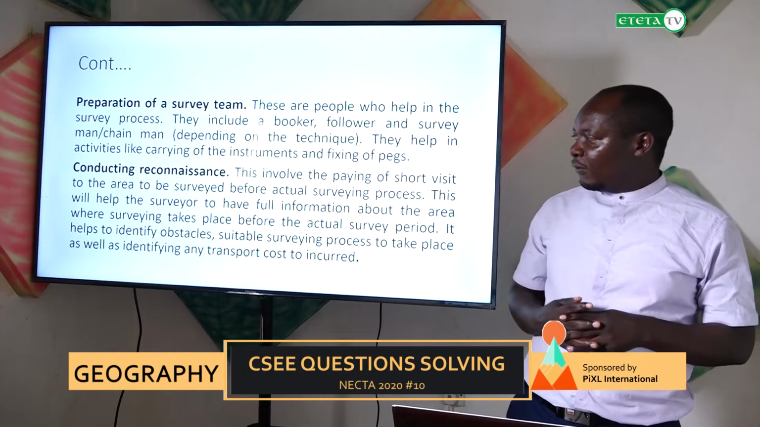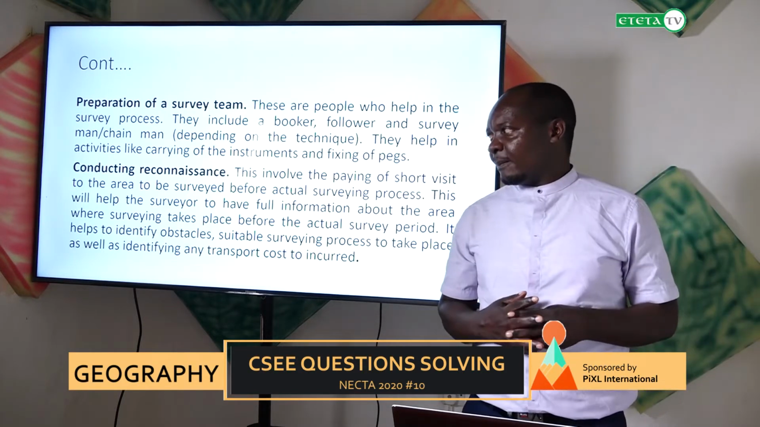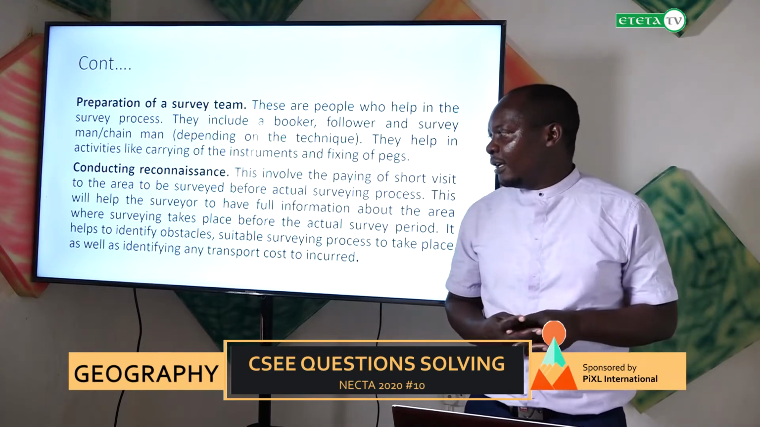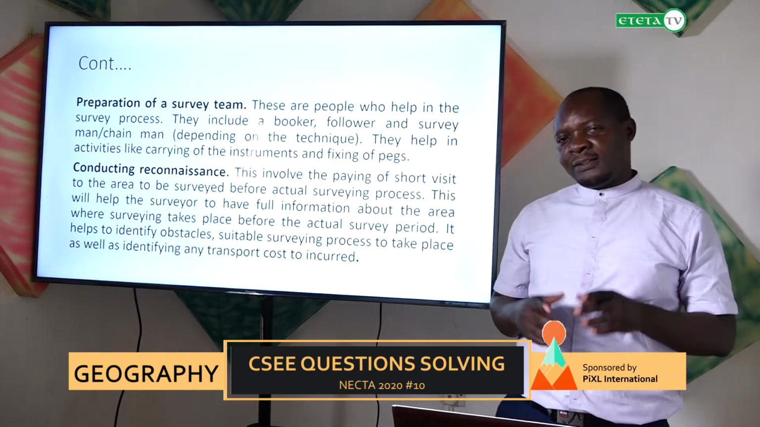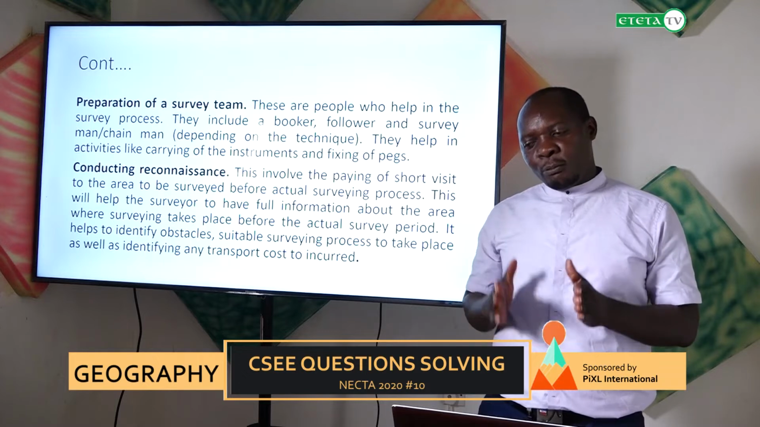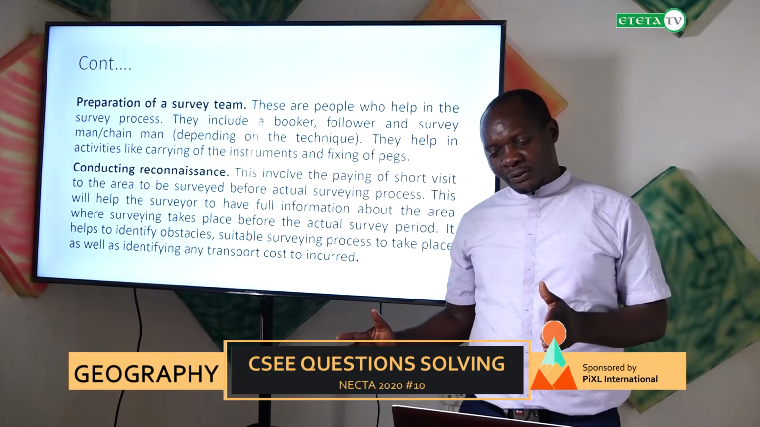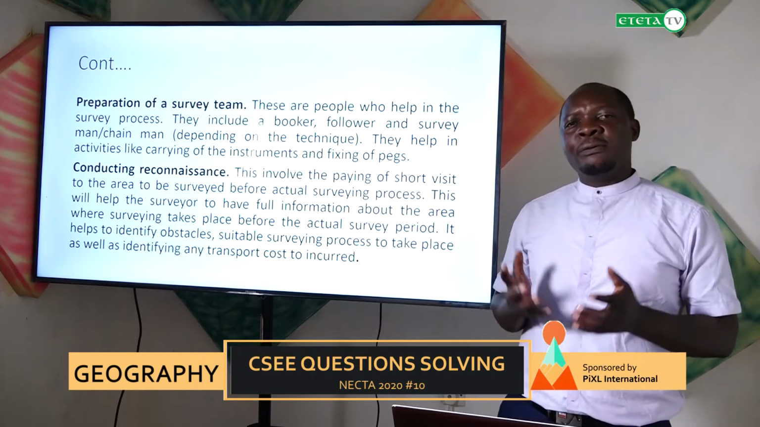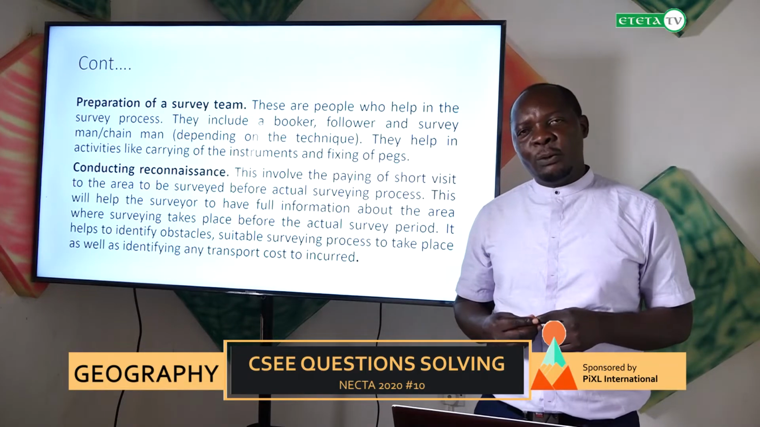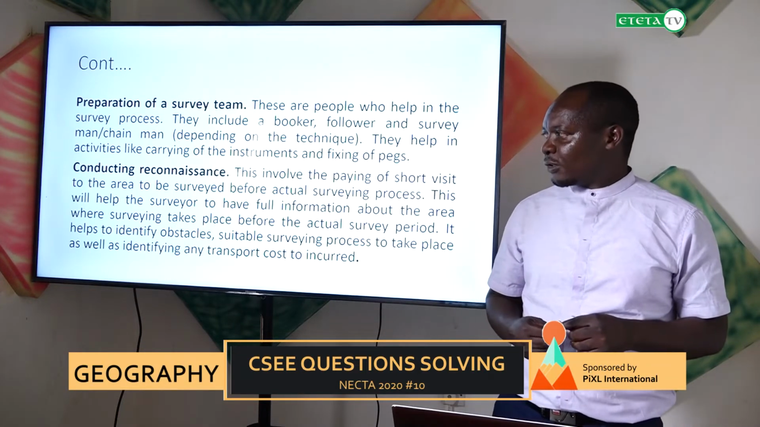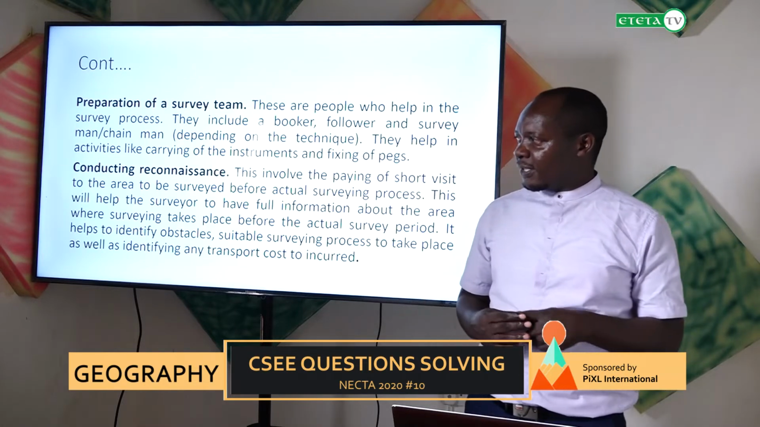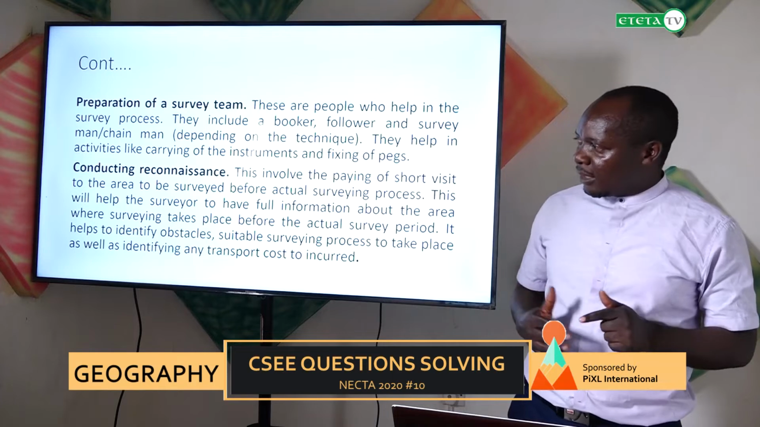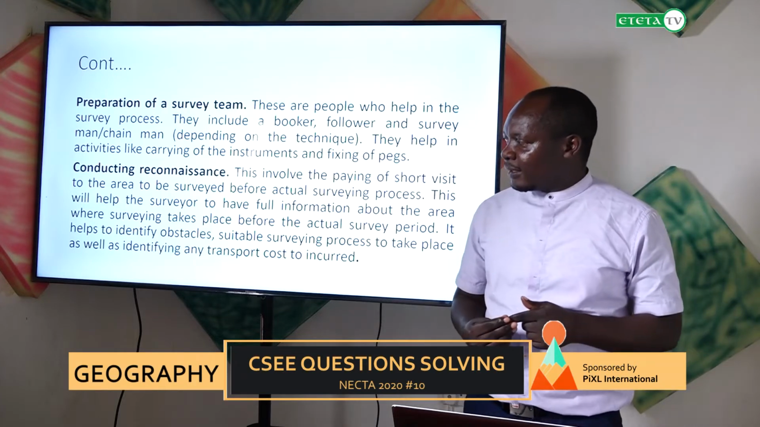So this involves paying a short visit to the area to be surveyed before the actual surveying process. That is reconnaissance. Just before commencing the surveying process, before the date of performing the survey, the surveyor should first visit the area where the survey is going to take place. This is what we call reconnaissance, and it is done before the actual surveying process.